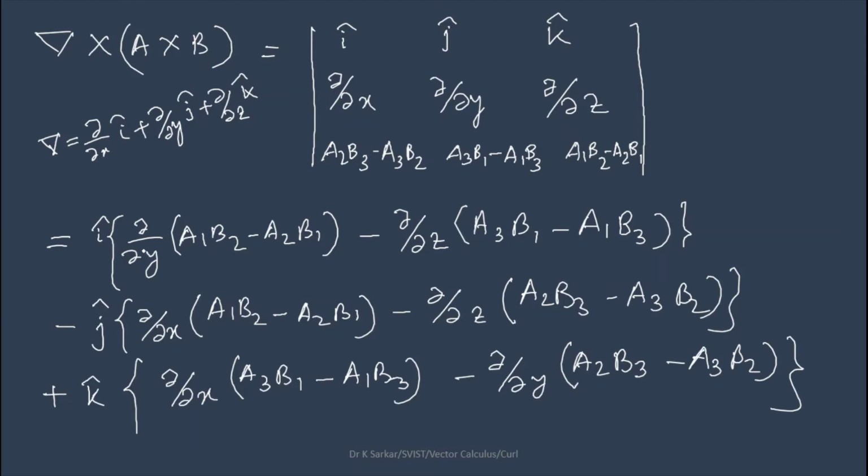Now we will do the partial differentiation. When we differentiate B2, A1 will be treated as a constant, and when we differentiate A1, B2 will be treated as a constant. The same will be done for all the other terms. So we will get a total of 24 terms. Let's start.